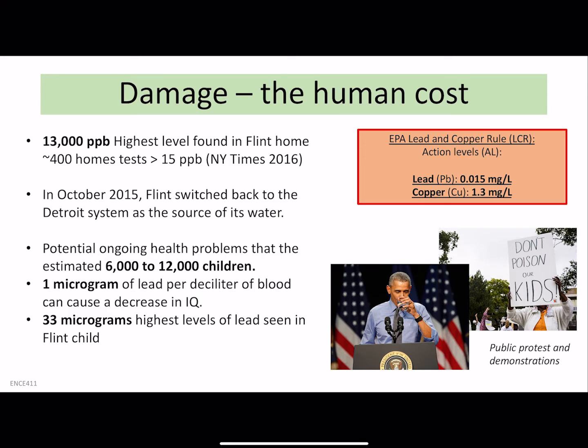So the concentration of lead that we can have in our water distribution system is 0.015 milligrams per liter. This is 15 ppb, the ppb that we talked about before. So this is the safe concentration. And they found in Flint 30,000 ppb of lead. This is the highest concentration they found. And they estimate from 6,000 to 12,000 children were exposed to this concentration.